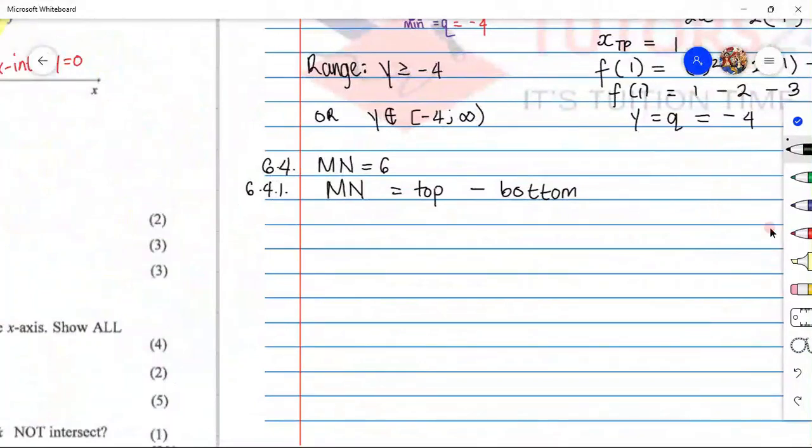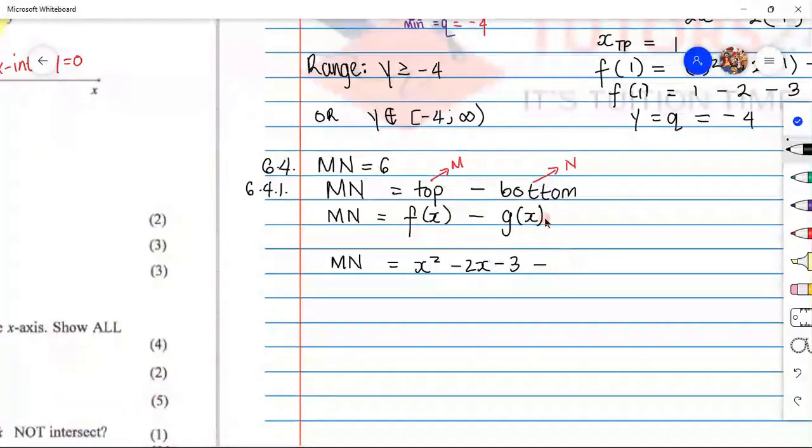So our function on top touches m, and our function at the bottom touches n. So we're basically stating m minus n. So let's find our function. mn is then going to be equal to the function of f of x minus g of x. So mn is then going to be x squared minus 2x minus 3 minus, now we need to substitute our function of g of x.